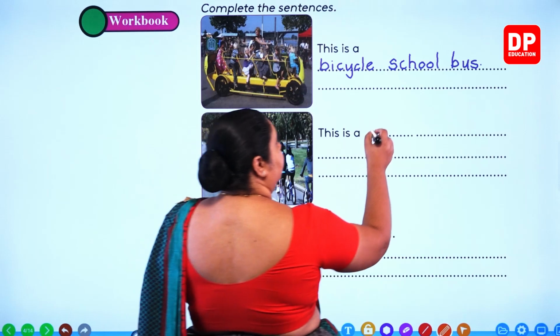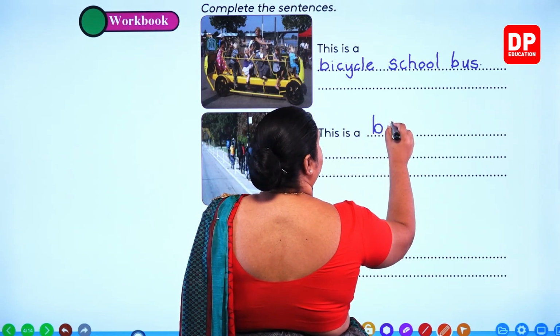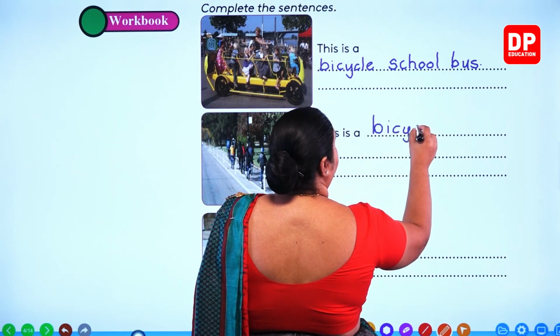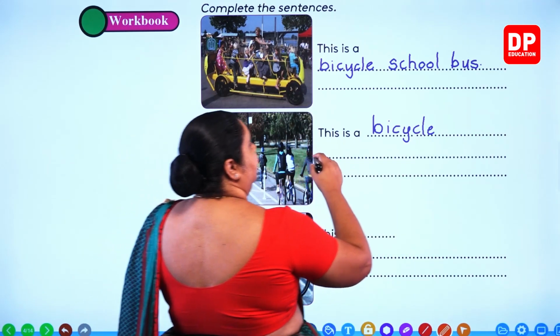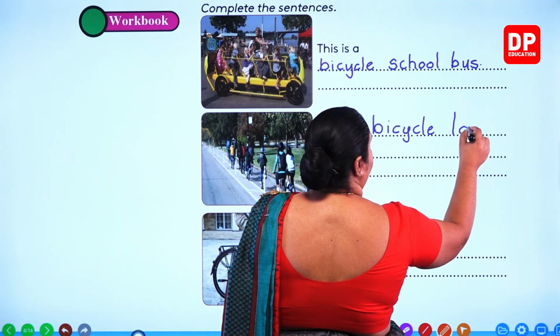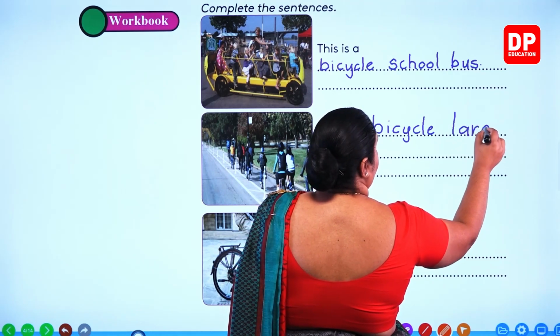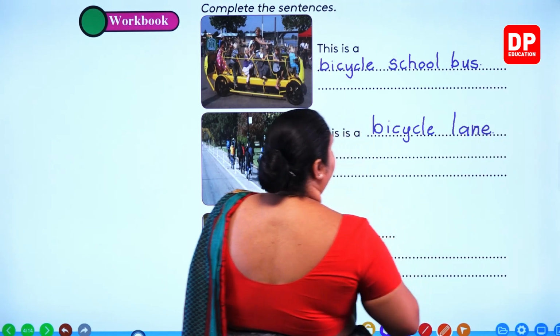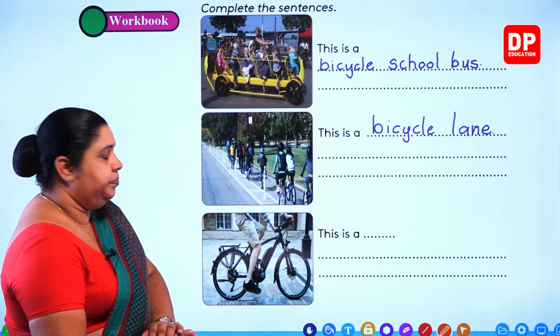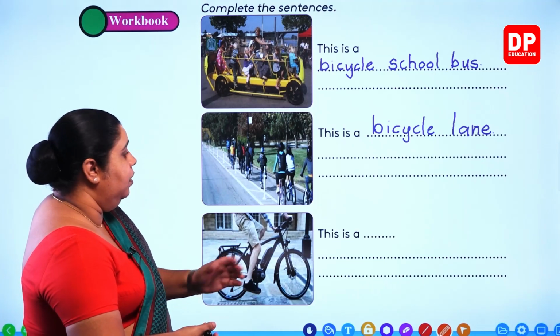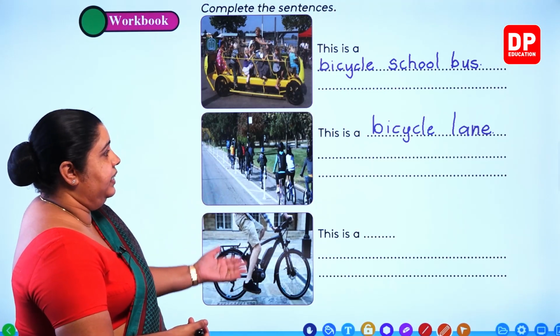This is a bicycle. Now you must learn how to write the word bicycle. B-I-C-Y-C-L-E. This is a bicycle lane. L-A-N-E. Then what is this? This is a what? This is a bicycle.